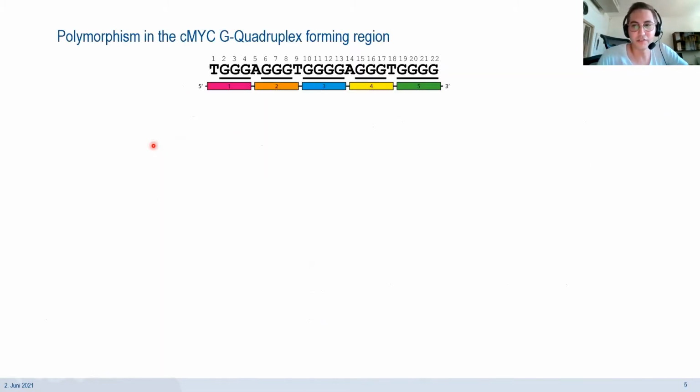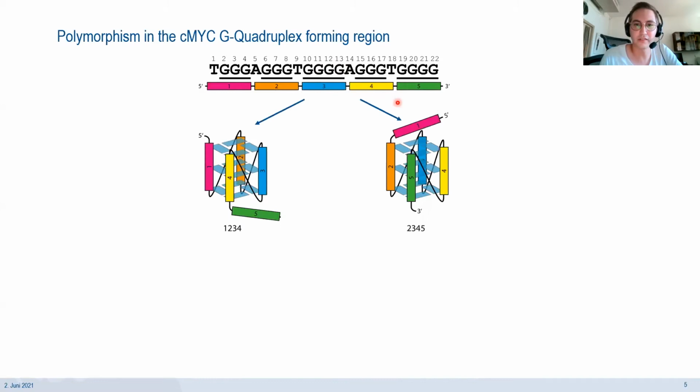You find such sequences throughout the entire human genome, but a prime example for this is really the quadruplex-forming sequence in the c-Myc oncogene promoter. I show you here the sequence representation in this cartoon-like representation, and there are three different ways to assemble four out of five of these G strands into very similar, all parallel, but different stable G-quadruplex structures, shown here in this cartoon representation.